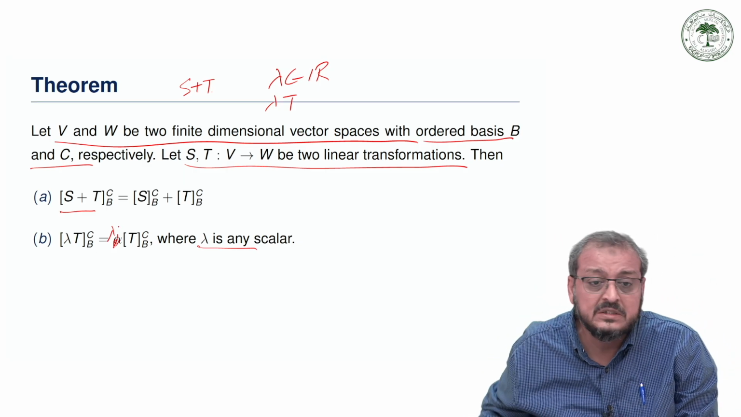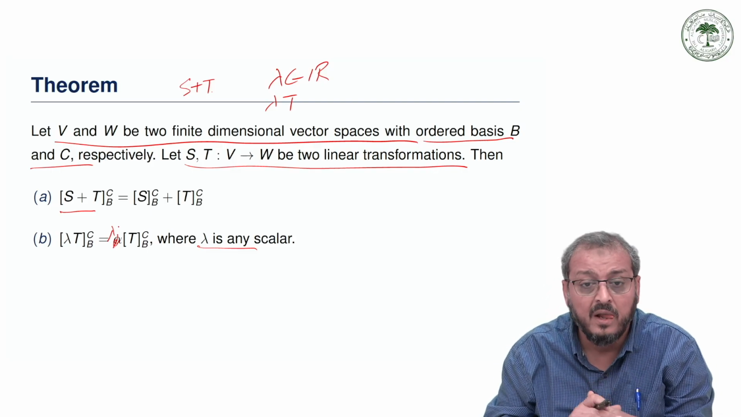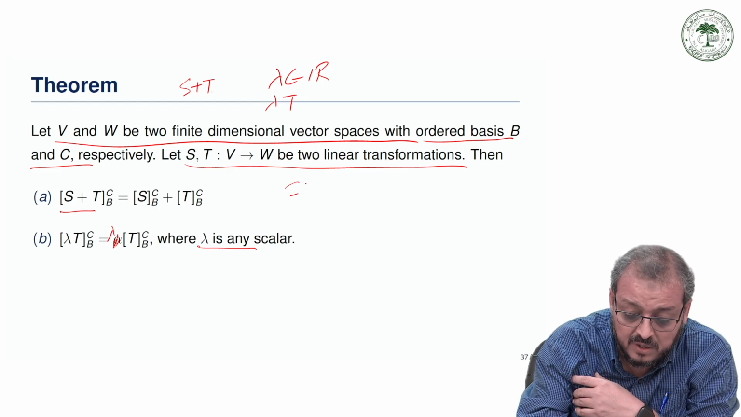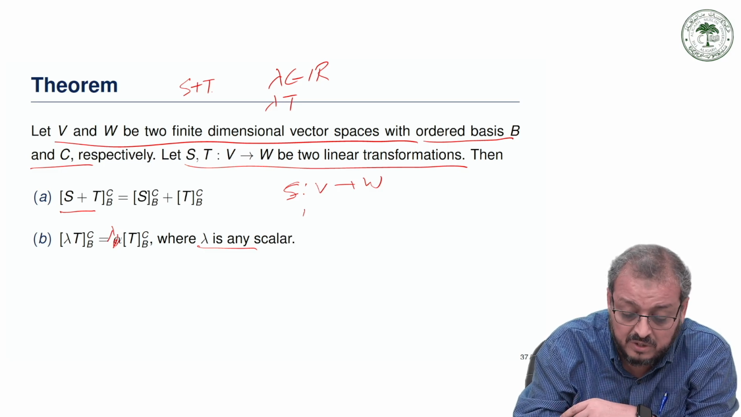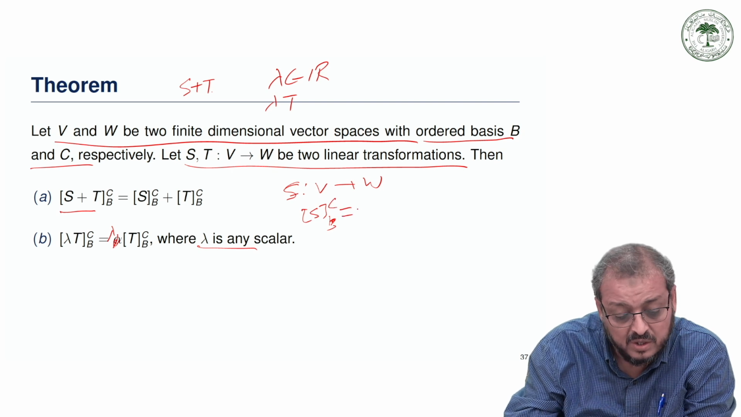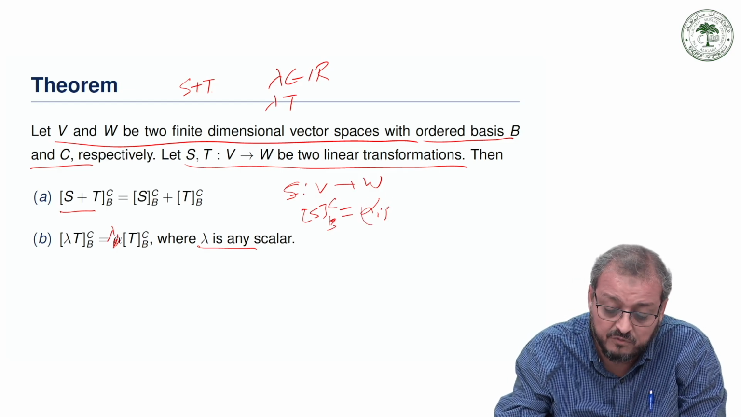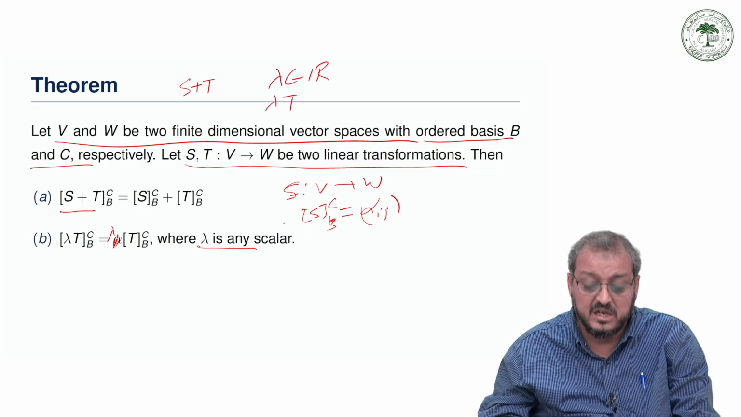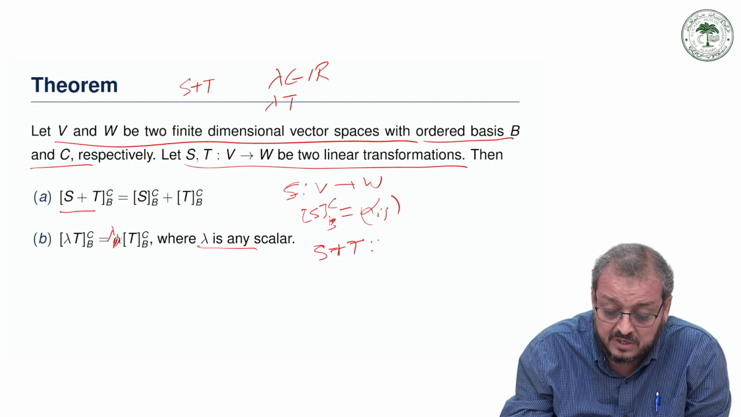We try to prove this by taking S and T as two linear transformations. The idea of the proof is very simple. We have S from V to W, a linear transformation. Then the matrix of S from B to C can be written as a sum of alpha i j times the matrix representation, according to the order of the dimension of the bases. Similarly, we take T, and then S plus T is again from V to W.